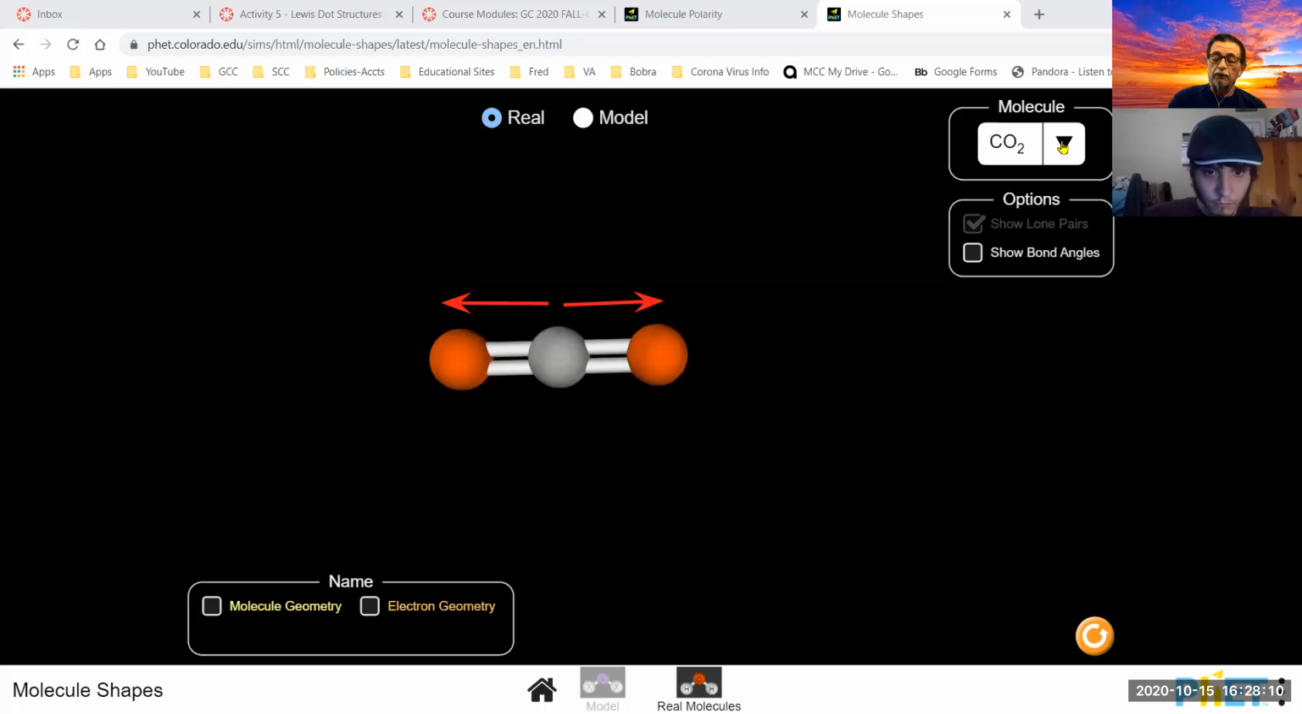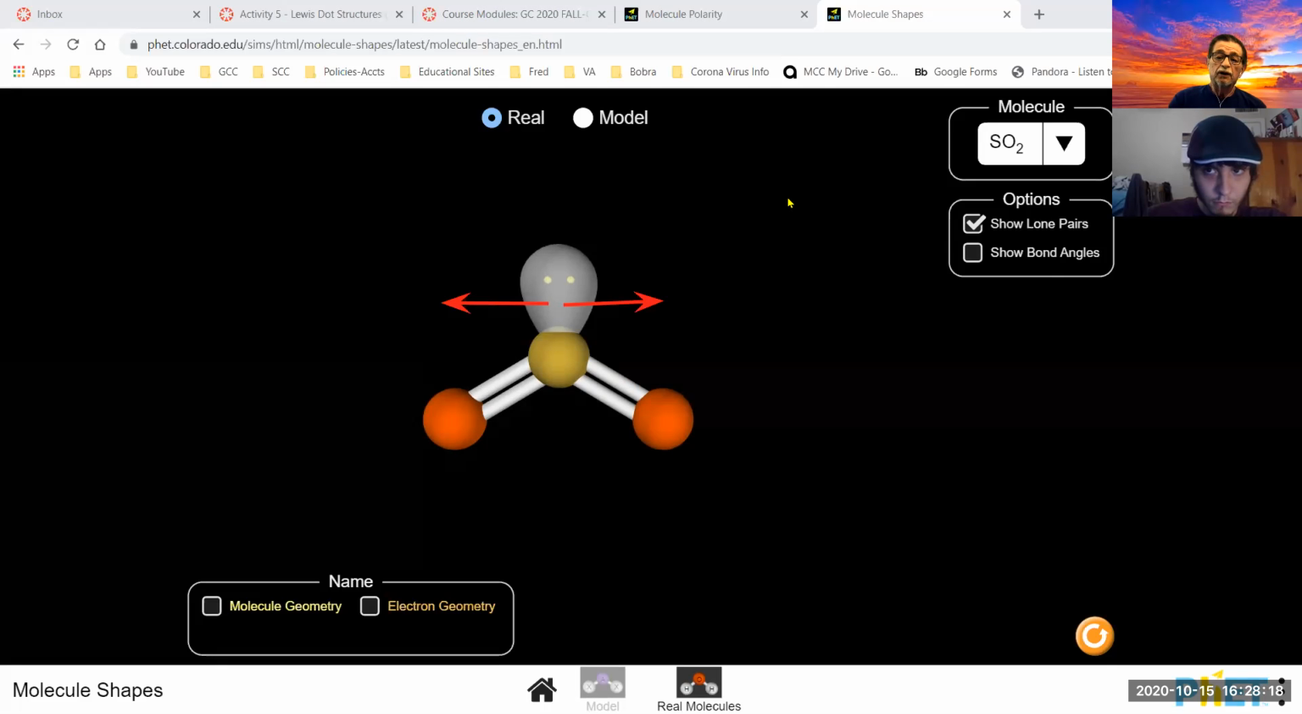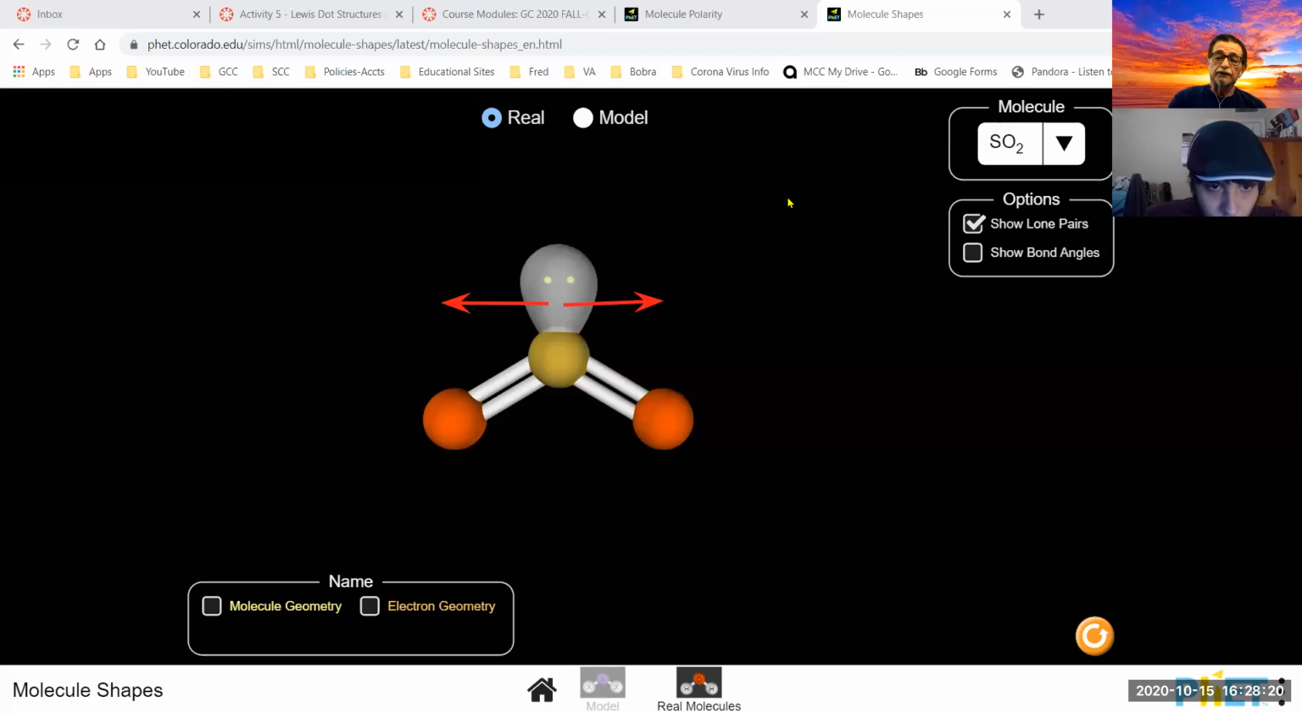Now, if I were to get, let's see, this one, this is sulfur dioxide, where, let me clear this up.